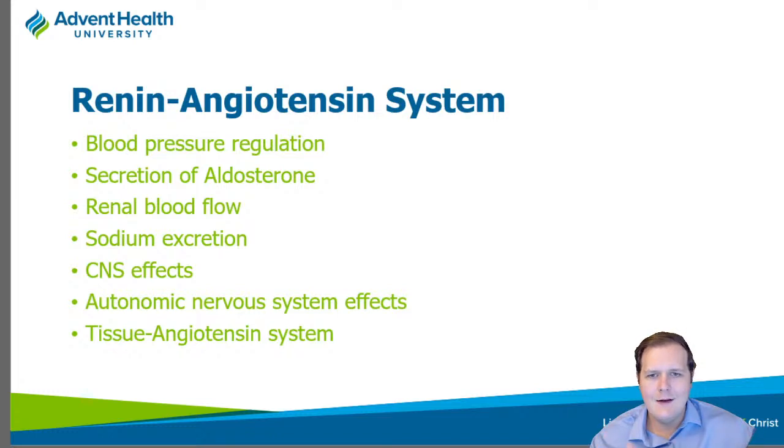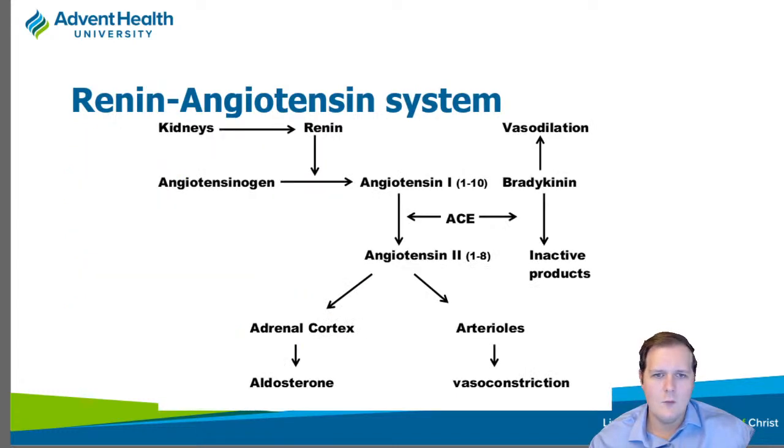To that end, it also can affect things like secretion of aldosterone. It's going to be affecting renal blood flow. It can affect sodium excretion. It has CNS effects like affecting ADH. It can have effects on the autonomic nervous system, specifically the sympathetic nervous system. So it kind of does a little bit of everything. And so this is why it's so powerful: if I can block this system, you're going to see really big effects in terms of affecting patients' blood pressure and all of that. There are also going to be some other really good ancillary effects to these drugs as well.